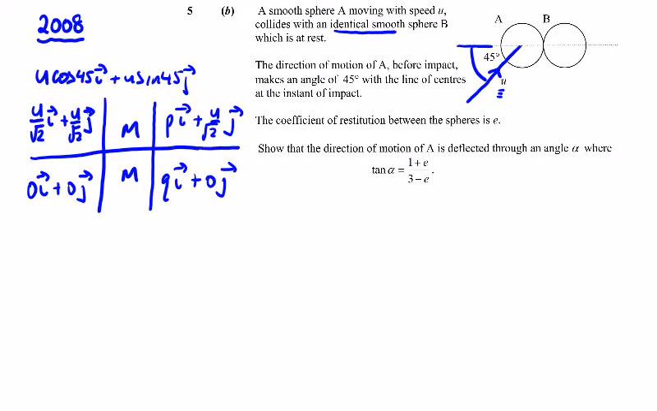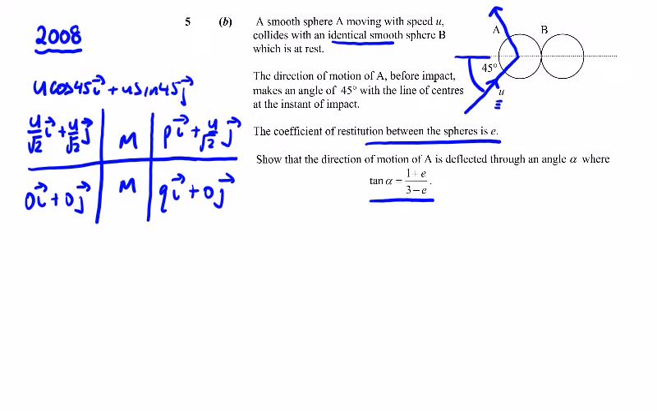And we're told the coefficient of restitution is e, and to show the direction of motion of A is deflected through an angle alpha, where tan alpha is equal to 1 plus e over 3 minus e. Okay, so it's deflected in this direction somehow. Let's have a look at what's going on.